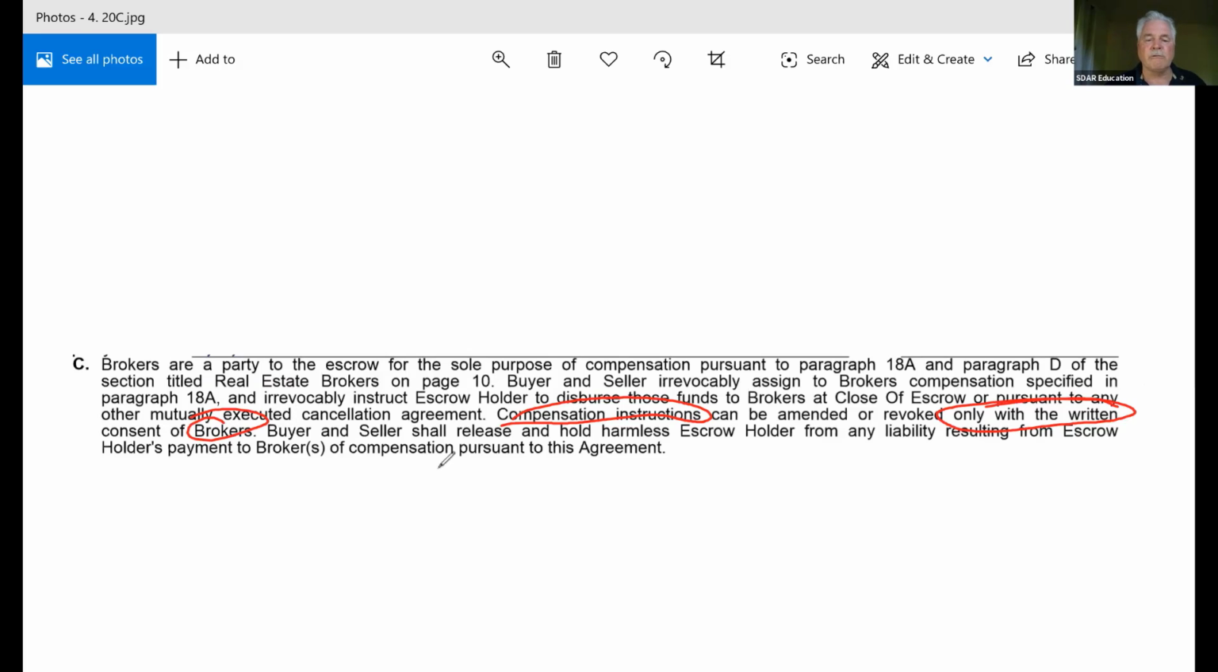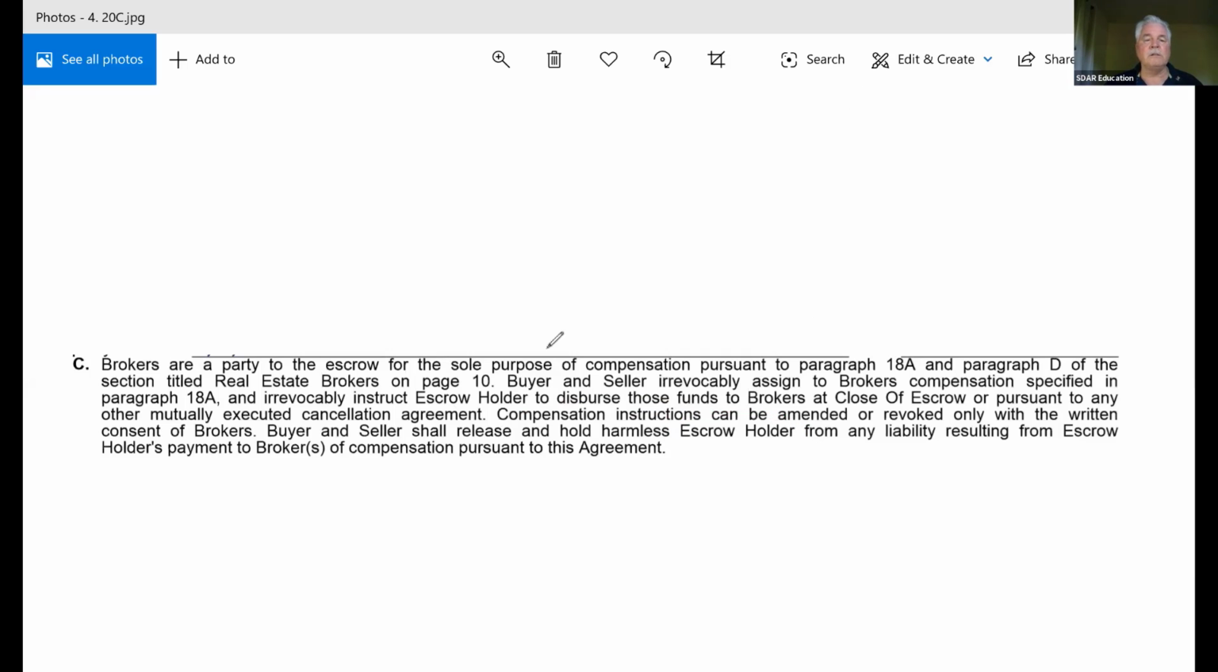Okay, buyer and seller shall release and hold harmless. There's our famous "please don't sue me" language. Hold harmless the escrow holder from any liability resulting from escrow holder's payment. So, in other words, the buyer and the seller are giving you instructions to send the money to the brokers. You're going to have a hard time suing the escrow company because you did what you instructed them to do. Does that make sense? Everybody good? Okay. Good.